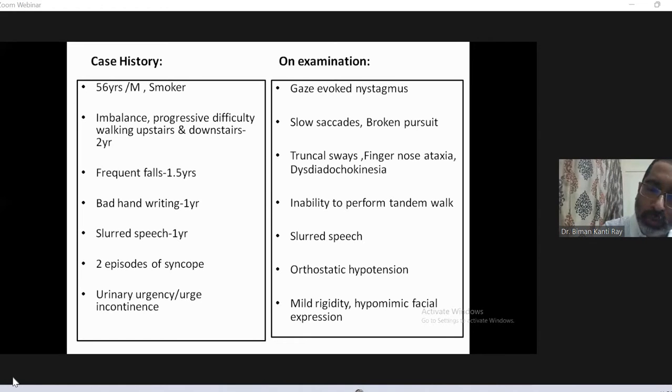Now, I think all of you in your clinical practice or in your post-graduation days have come across this type of presentation. If you look at the history part very carefully, the most important symptom which the patient presented to us is imbalance of gait. And there are some other symptoms as well. But that was the most important part in the history, and it started around 2 years back in a 56-year-old male patient, and the symptoms were gradually progressing.